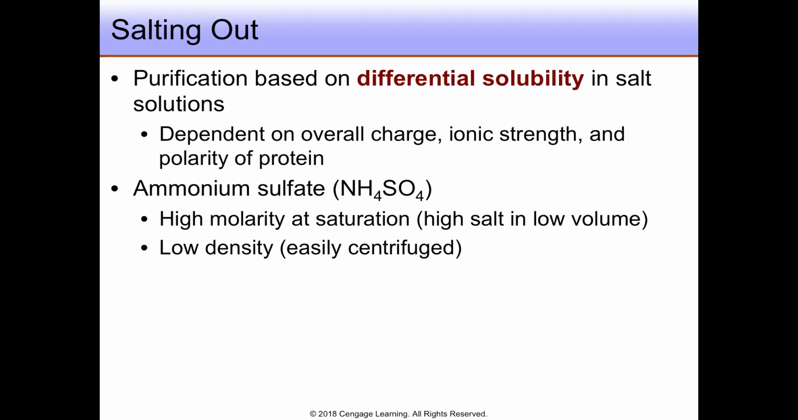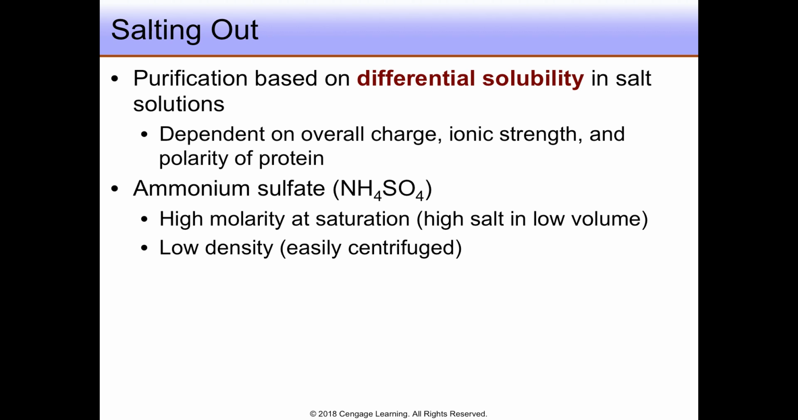Purification is based on differences in the solubility of proteins in salt solutions. A protein's solubility relates to the net charge of the protein, the ionic strength of the solution, and the polarity of the protein. The most common salt used in this process is ammonium sulfate. This particular salt is preferred because a high salt concentration may be achieved with little change in solution density.